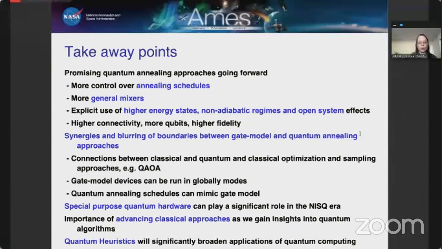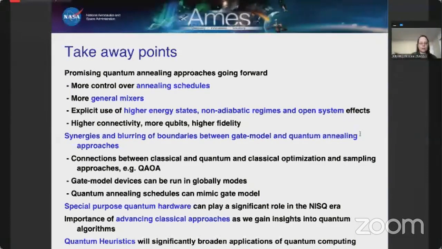Another thing I'd like you to take away from this is the synergies and even the blurring of boundaries between the gate model and quantum annealing approaches. So as I mentioned, there are strong connections between the two, but also in the hardware, gate model devices can be run in global modes. So for example, they can pulse between global Hamiltonians instead of breaking them down into one or two qubit gates. At least some of the hardware can be done in this way, which gives something between QAOA broken down into gates and standard quantum annealing. And similarly, quantum annealing schedules can mimic gate model schedules.